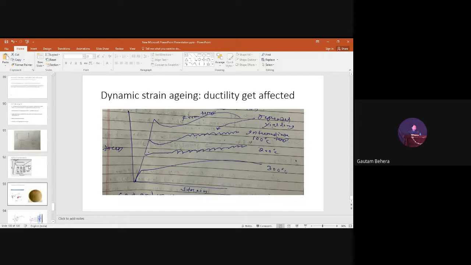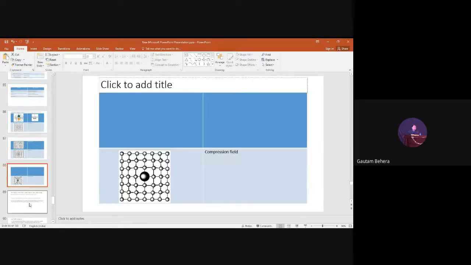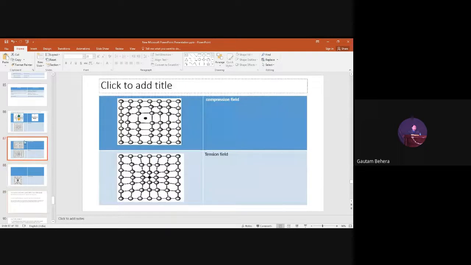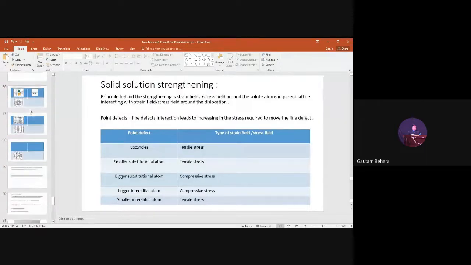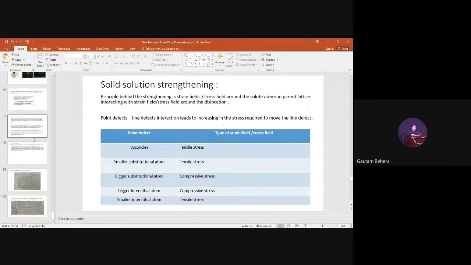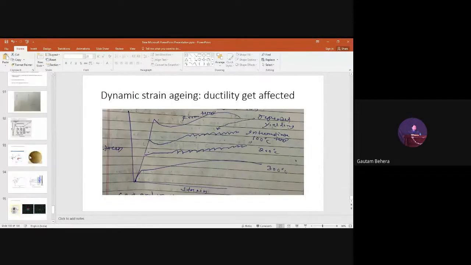Okay, I think there is no doubt. If you have any doubt, you can ask me right here. If you have any doubt in the previous class also, you can ask me about these things. If you have any doubt, you can ask me. So I think you people have understood the strengthening mechanism by solid solution, strengthening mechanism by grain refinement, right?